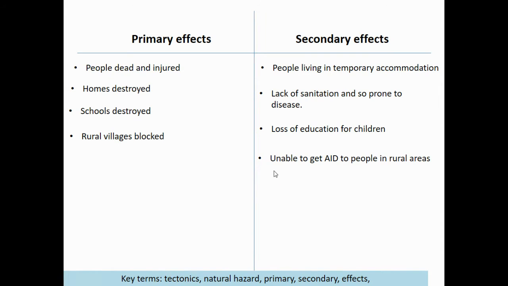Okay, year 7, so I've just got a few more effects to give you, just in case you haven't been able to think of too many yourself. Okay, so primary effects, something that happens immediately. So we've got people dead and people injured, homes have been destroyed, schools have been destroyed, and a lot of rural villages were blocked. Okay, that's quite an important one because the actual earthquake in Nepal was so big that it affected the entire country.